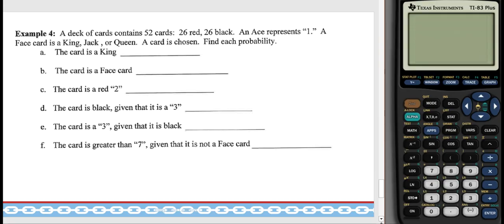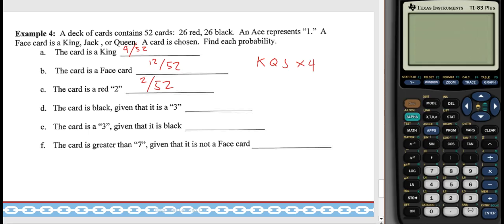They're telling us what we pick, and we're to find the probability, right? So the card is a king. Well, there's 52 total cards in a deck, 4 kings, right? 1 for each of the 4 suits. A face card, right? I would have that king, queen, jack in all 4 suits, right? So that would be 12 out of 52. C, we're being a little more specific. The card is a red 2. Well, there is a 2 of hearts and a 2 of diamonds that are both red. So 2 of those out of 52 cards. Again, if you needed to, you could find the percentages with your calculator.